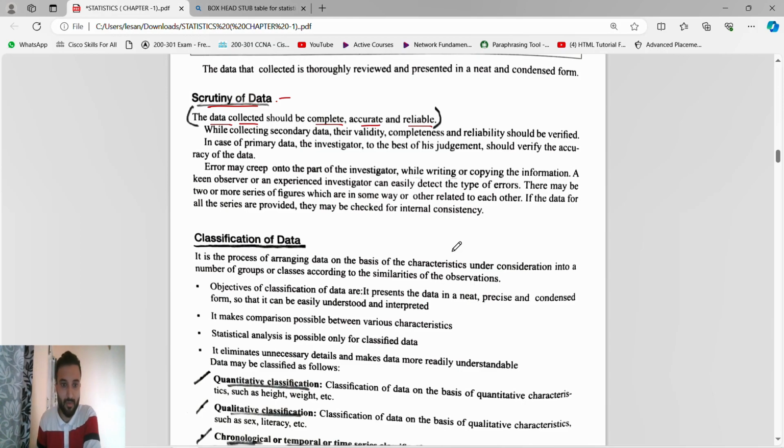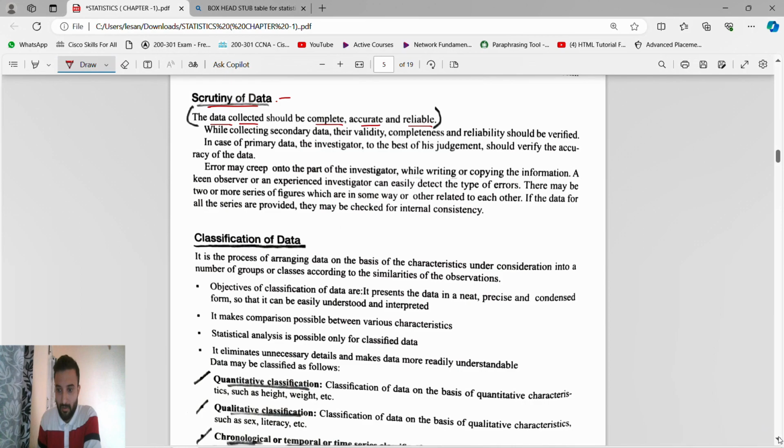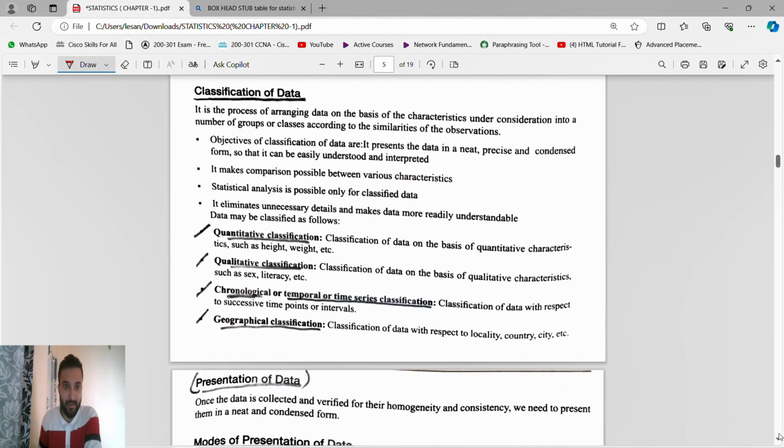That is called error checking. Now after collection, what will we do? Classification.